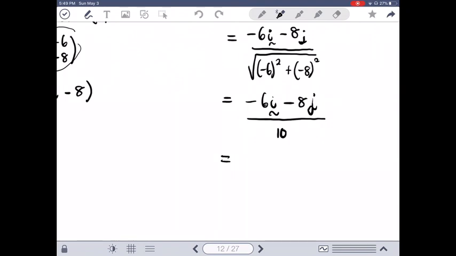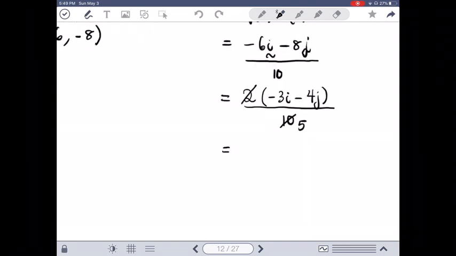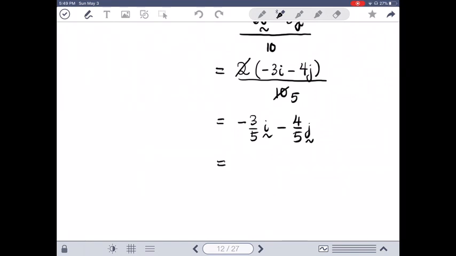So I'll bring 2 outside. It becomes negative 3i minus 4j over 10. So simplify, it becomes over 5. So the final answer is negative 3 over 5 i minus 4 over 5 j. Or you can also write your answer as negative 3i minus 4j over 5. I think both answers can be accepted.